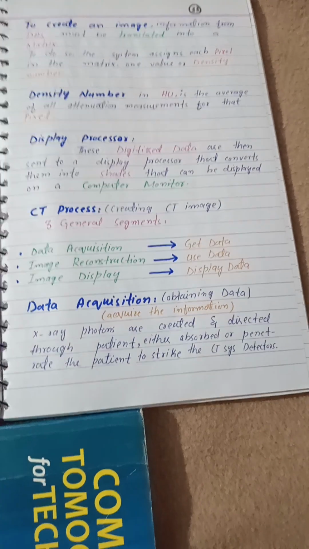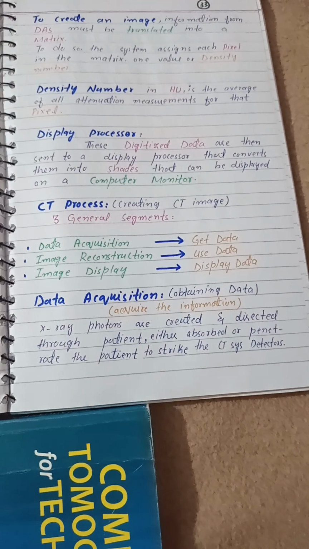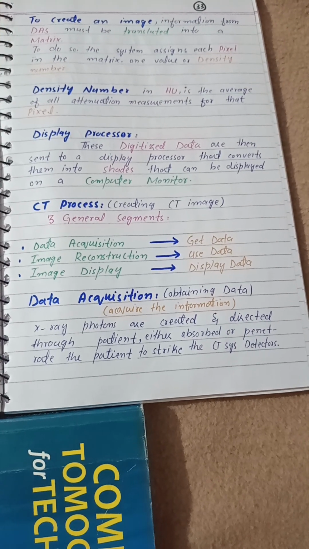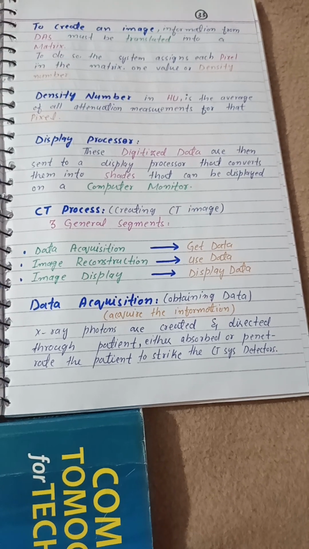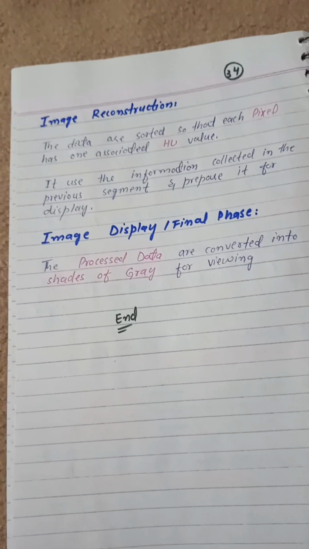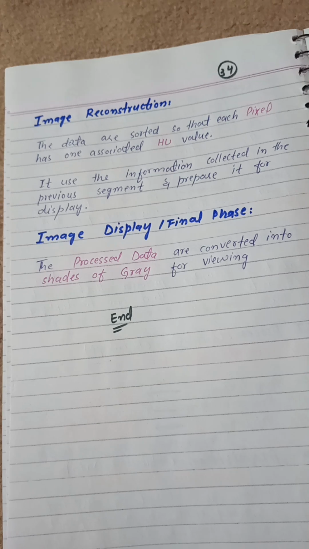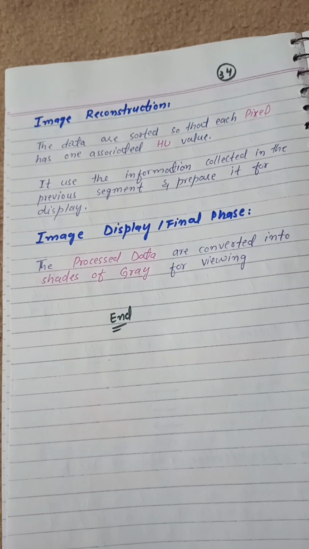Data acquisition: obtaining data, acquiring the information. X-ray photons are created and directed through the patient, and are either absorbed or penetrate the patient to strike the CT detectors. Image reconstruction: the data are sorted so that each pixel has one associated Hounsfield unit value.